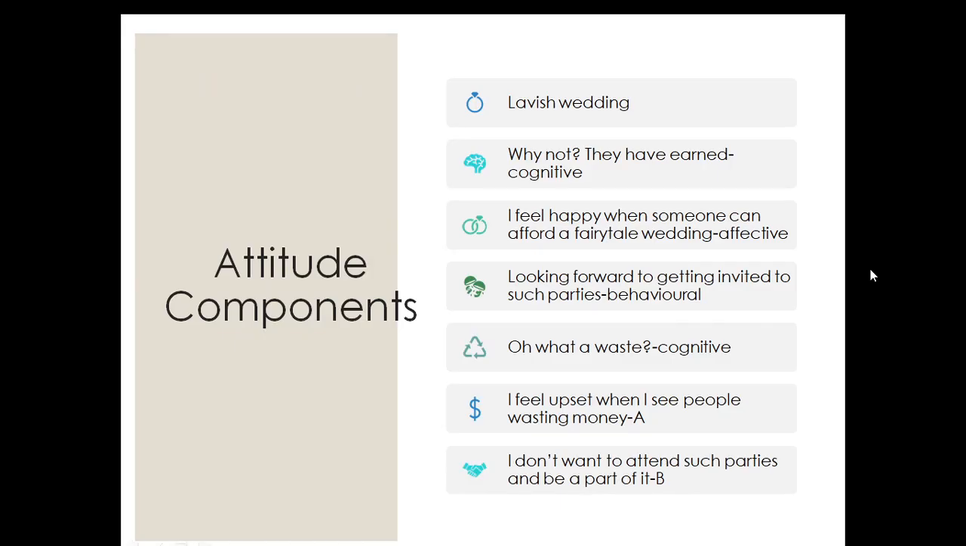Okay. Attitude. So let's look at how we can understand the cognitive, affective, and the behavioral components of attitude through this quick example. How can an individual interpret a lavish wedding? Well, one way of interpreting a lavish wedding is, why not? They have earned enough money to throw a lavish wedding. That is cognitive. I feel happy when someone can afford a fairy tale wedding, which is more about emotion, the feeling. Affective. Looking forward to getting invited to such parties, which is behavioral, right? Another way of interpreting the same event can be what you see in the subsequent three points.